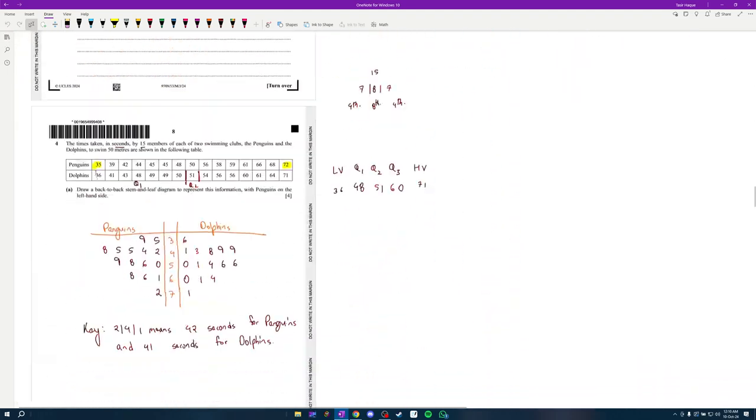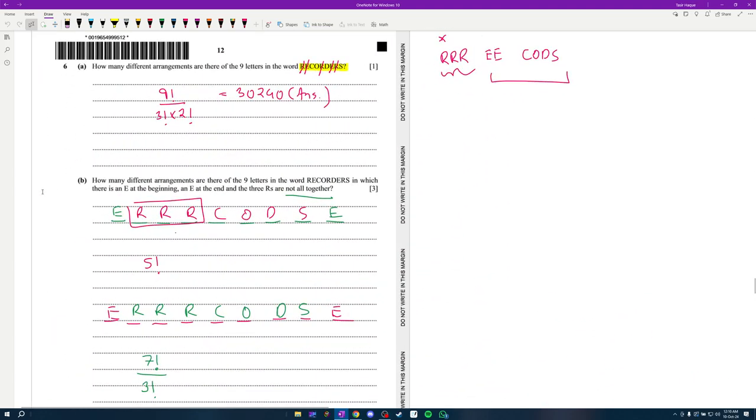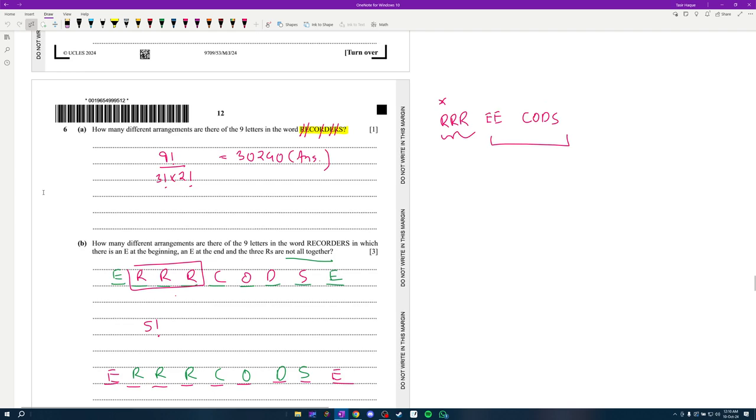I actually have this done as a paper, but we'll still be solving the permutations. How many different arrangements are there for the 9 letters in the word recorders? So triple R, double E, and cods. So that's 9 factorial divided by 3 factorial times 2 factorial.